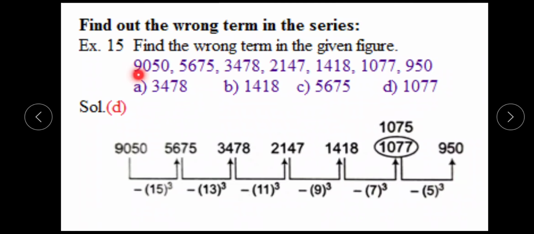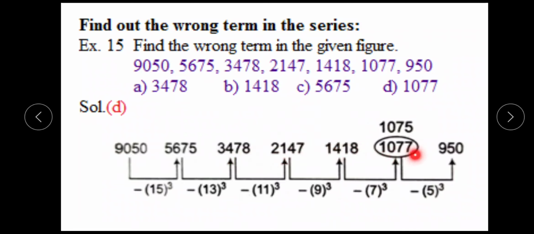The question is given: 9050, 5675, 3478, 2147, 1418, 1077, 950. It means in this complete series there is a term which is wrong, and we have to find out that wrong term.